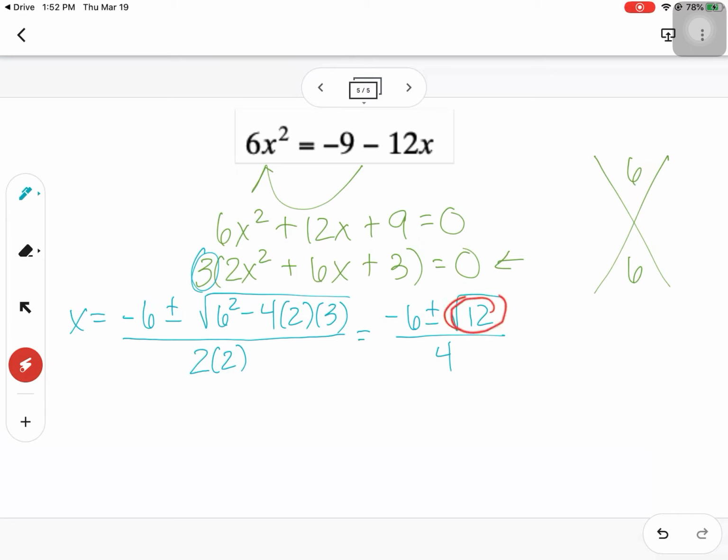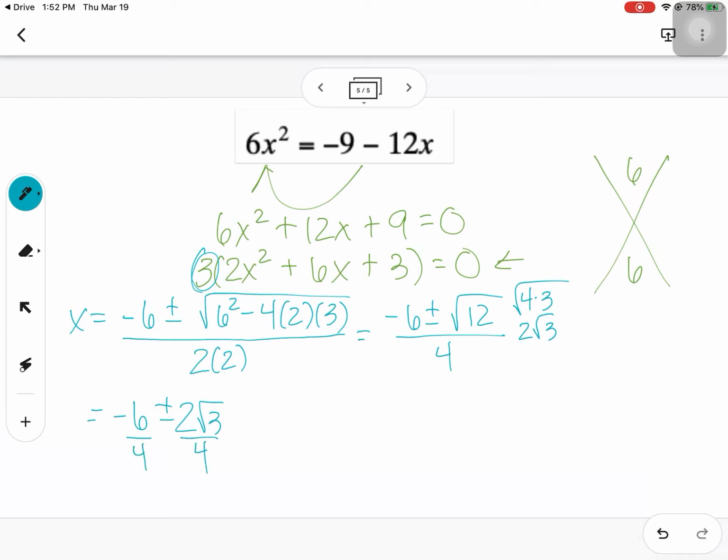But then I do have to keep going and I need to simplify. 12 is really 4 times 3. And if you remember, square root of 4 is 2, so it's really 2 root 3. So I'm going to rewrite this as negative 6 plus or minus 2 root 3. And each of those is over 4. Usually when I simplify, I find this makes it a little bit easier for people because you have to make sure you simplify both pieces.